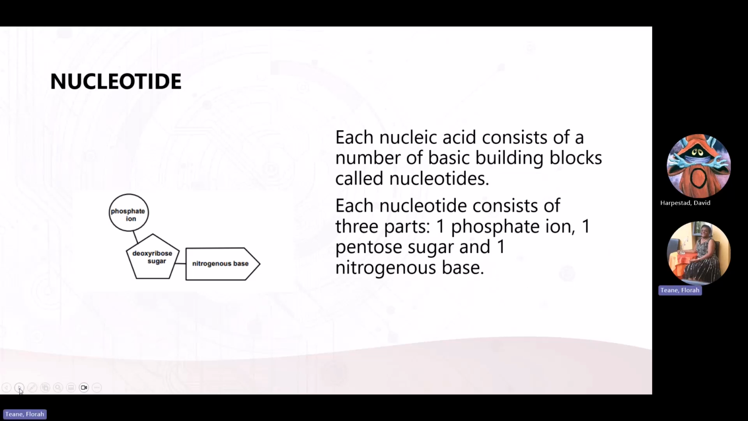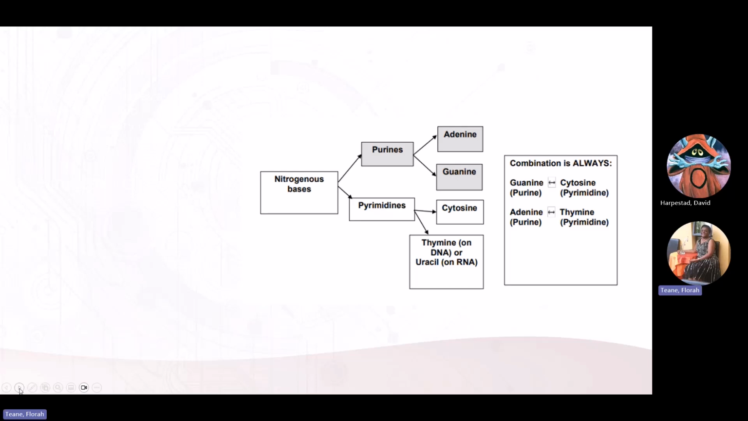Now, what is a nucleotide? Nucleotides are building blocks of nucleic acids, meaning the DNA and RNA molecules are built up by nucleotides. Each nucleotide has three most important parts, which are the phosphate ion, a sugar called pentose sugar, and the nitrogenous base. Let's look here again.